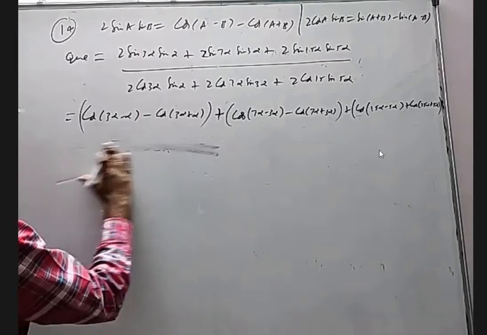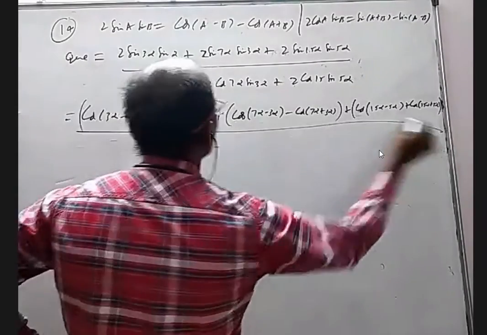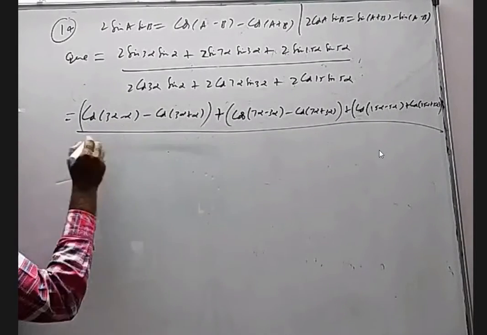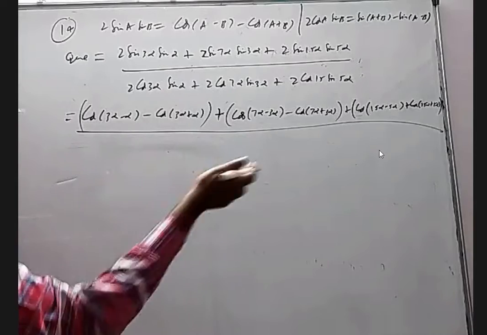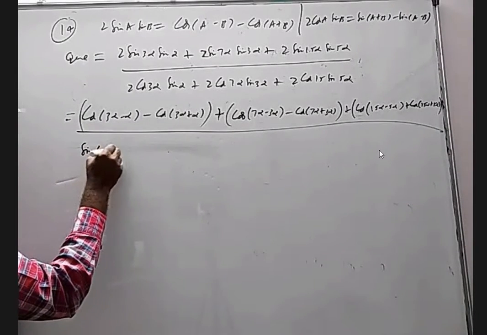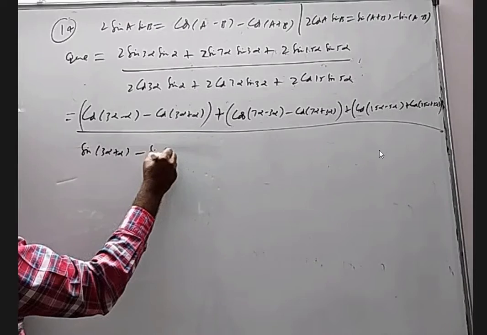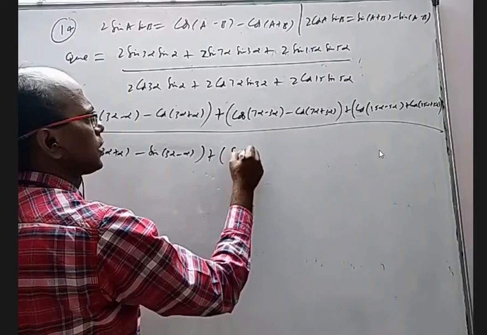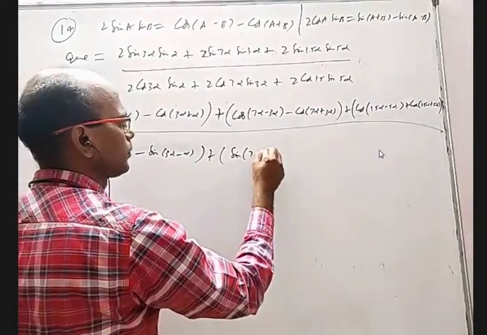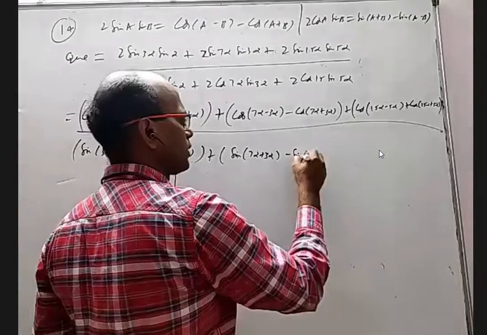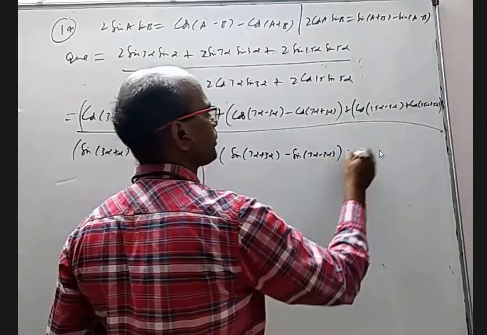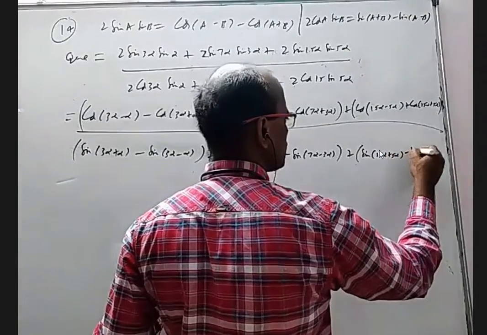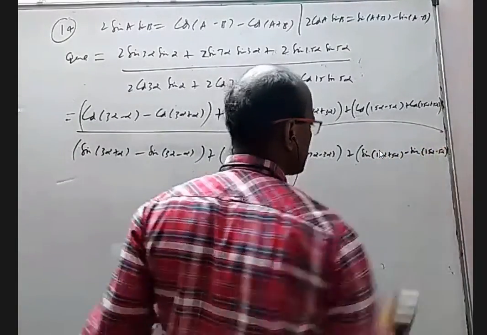Now I have to do the denominator also. Right. Denominator also quite similar. So for cos, it will be sine and that too in reverse because 2 cos A sin B is sin (A plus B) minus sin (A minus B). So it is sin (3 alpha plus alpha) minus sin (3 alpha minus alpha). This is sin (7 alpha plus 3 alpha) minus sin (7 alpha minus 3 alpha). This is sin (15 alpha plus 5 alpha) minus sin (15 alpha minus 5 alpha).